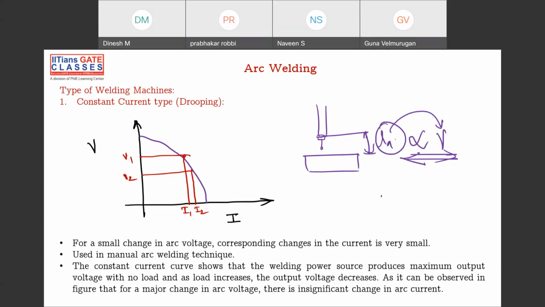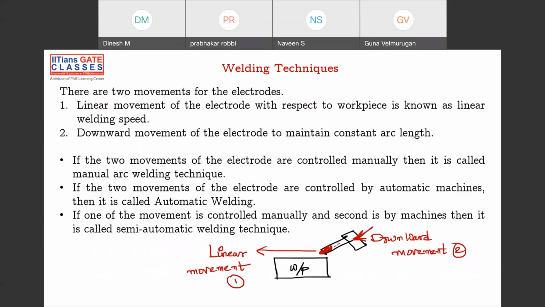So if we assume it is a consumable electrode, then we have seen there are two different movements of the electrode torch: the linear movement and the downward movement. The linear movement is the movement of the weld, in the sense that if you want to weld from one place to another, that is a linear movement, right? It is from left to right in this diagram.